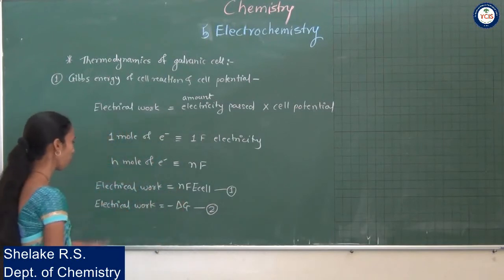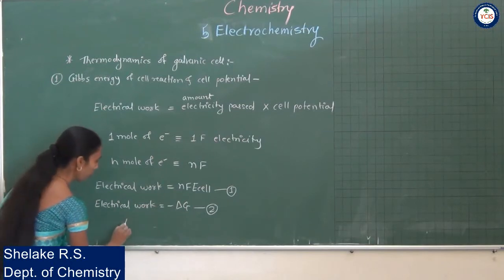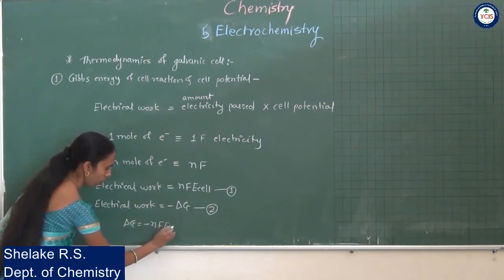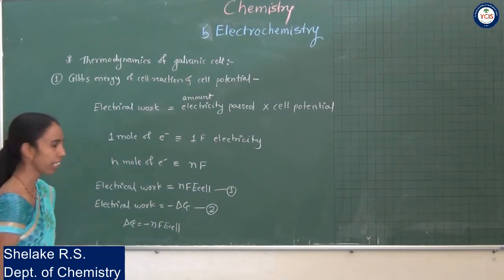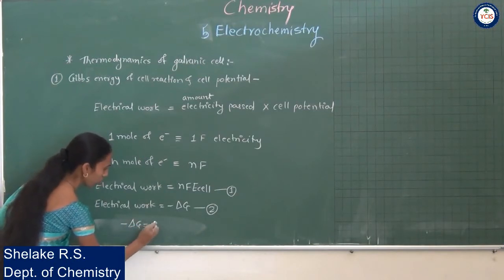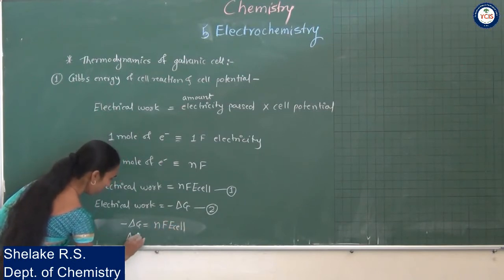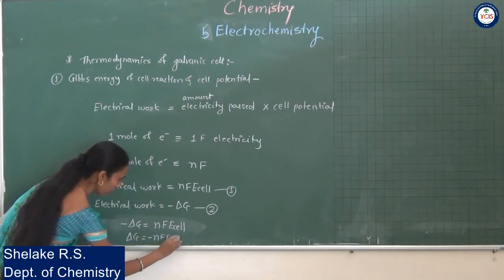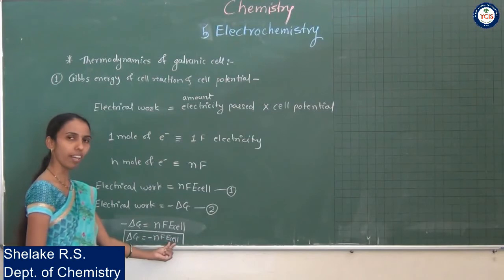So both equations are for electrical work. You can compare this. What you will get? Delta G is equal to minus nF E cell. Or you can say minus delta G is equal to, first I will write like this, minus delta G is equal to nF E cell. In this way also you can write it down. Delta G is equal to minus nF E cell. Okay. So this is the relation between Gibbs energy and the cell potential.